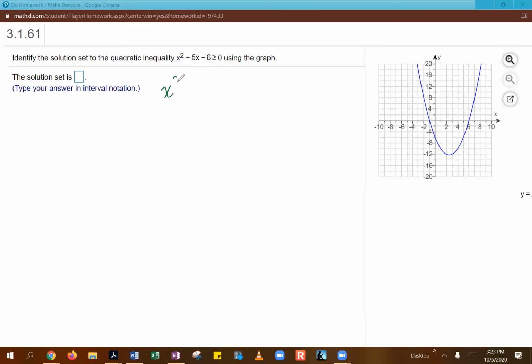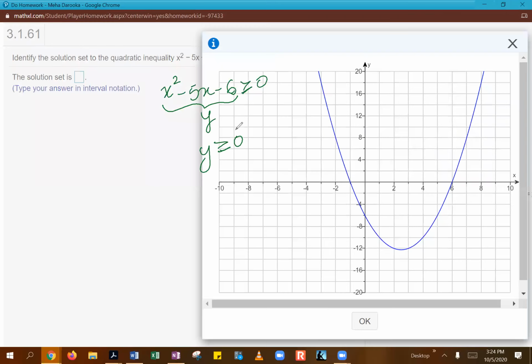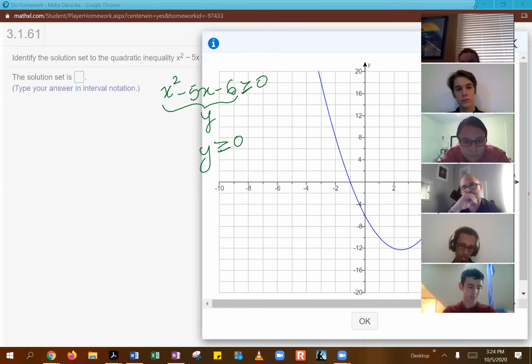So we are given x squared minus 5x minus 6 is greater than or equal to 0, which means this is our y value, the quadratic expression here. We want to know where the y value is going to be greater than 0 and where it is equal to 0. If you look at this graph, first thing is go ahead and identify where the graph is crossing the x-axis. What points are those?